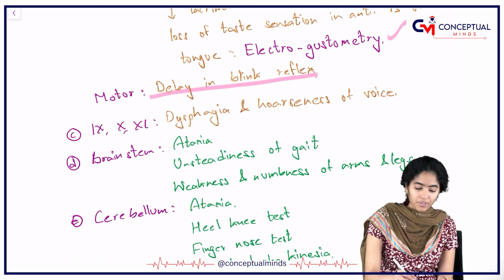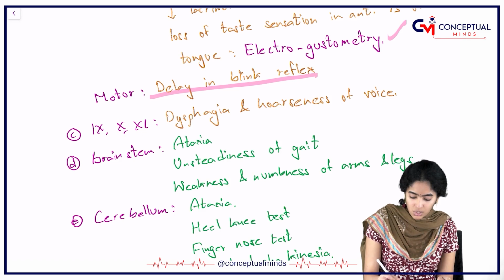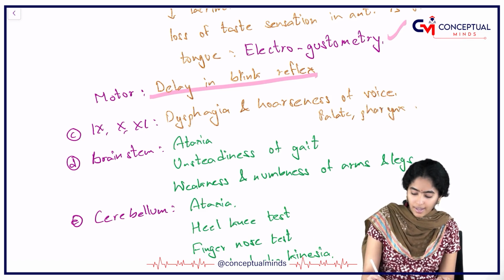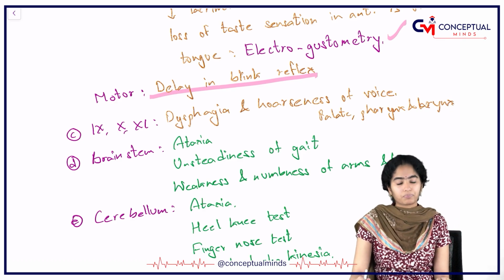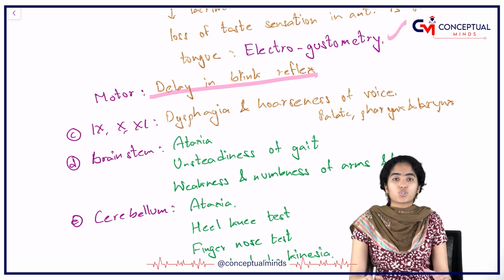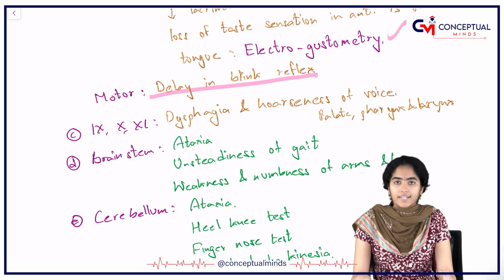Why do you see them? Because the muscles of the palate, pharynx and larynx are affected. When it goes on to the brainstem, then you observe ataxia.